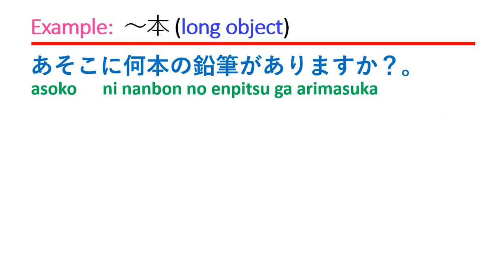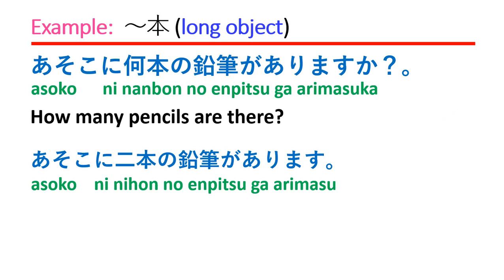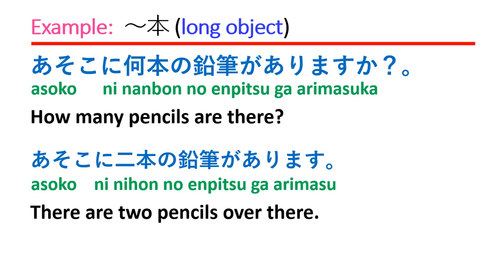For example, あそこに何本の鉛筆がありますか, which means how many pencils are there? あそこに2本の鉛筆があります, which means there are two pencils over there. And this is the example of how to use hon, bon, or pon in Japanese.